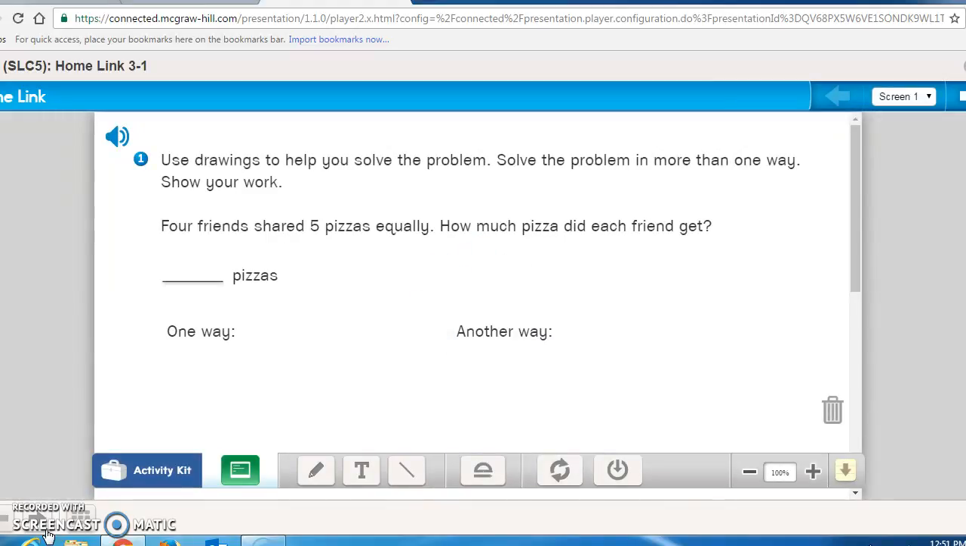Next, I want you to do Math Masters page 99. You will have to get that from me if you haven't already. Math Masters page 99 just says, use drawings to help you solve the problem. Solve the problem in more than one way. Show your work. So again, one way, 4 friends, draw your 4 little people.